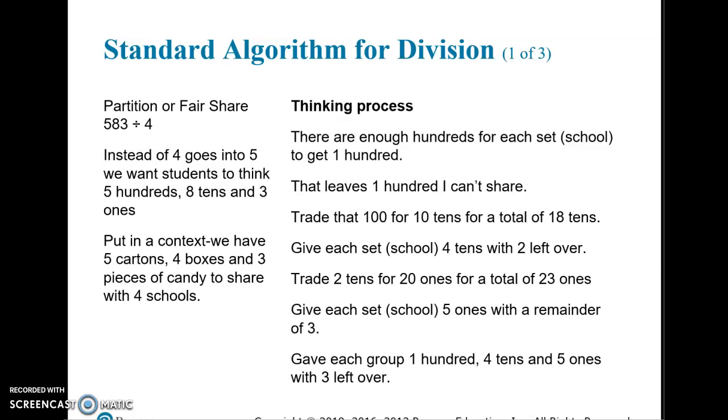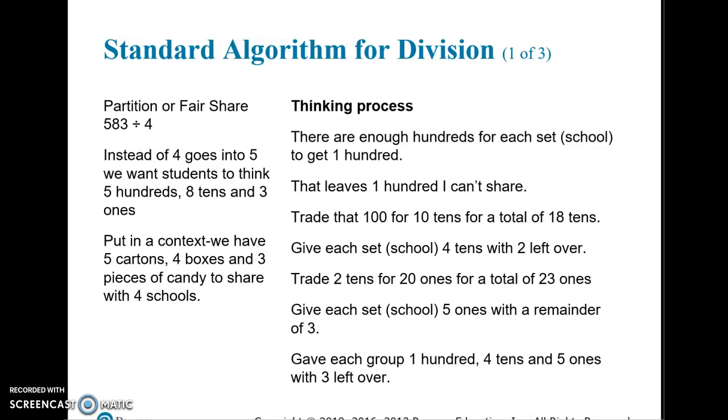I can give each school 4 tens and have 2 tens left over. 2 tens are not enough to go around to the 4 schools. I can trade the 2 tens for 20 ones and put these with the 3 ones I already have. That gives me a total of 23 ones.